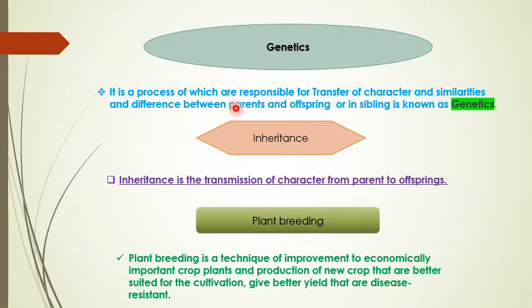So, genetics means it is a process in which there is transfer of gene or character from parent to offspring or sibling. This process is known as genetics. So, inheritance is also similar to genetics, in which there is also transmission of character from parent to offspring. This process is known as inheritance.